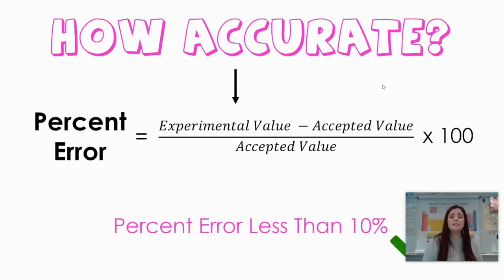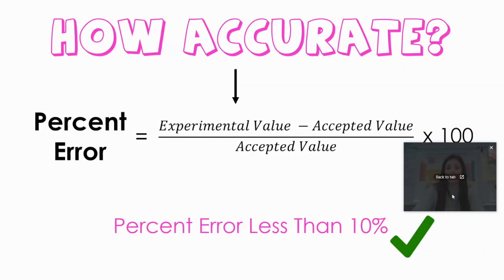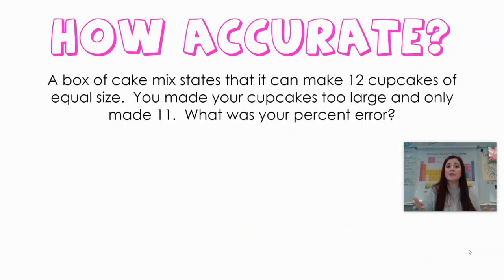And what we're going to see in this class, that should be a check mark there, so let me move my picture. We're going to say that in our food chemistry class, if we get a percent error of less than 10%, we are going to say, yes, we are accurate in our measurements. Let's go ahead and do an example with accuracy. So it says a box of cake mix states that it can make 12 cupcakes. However, you only made 11. We want to know, are we accurate in our cooking skills?